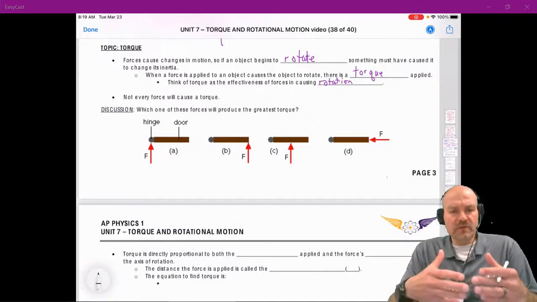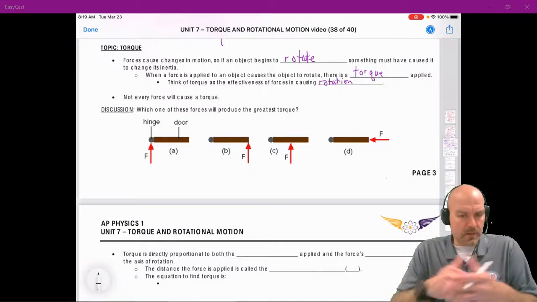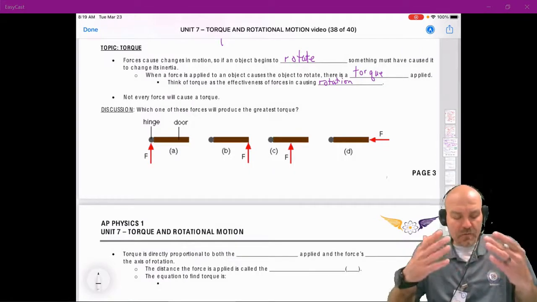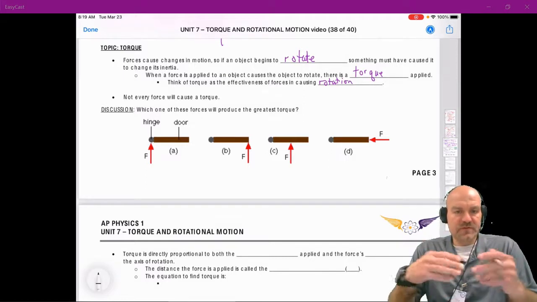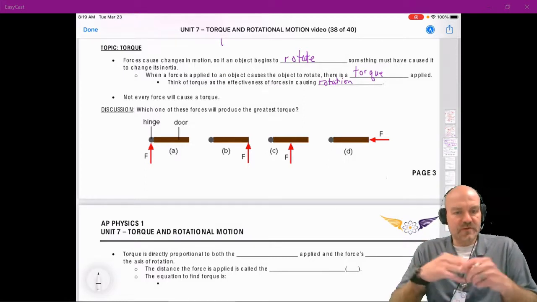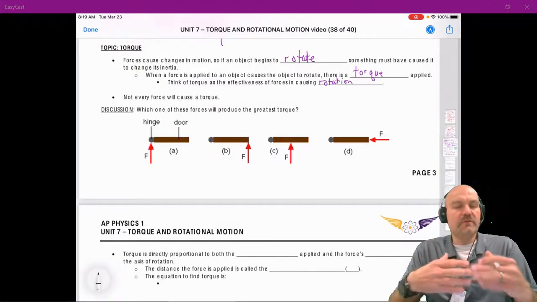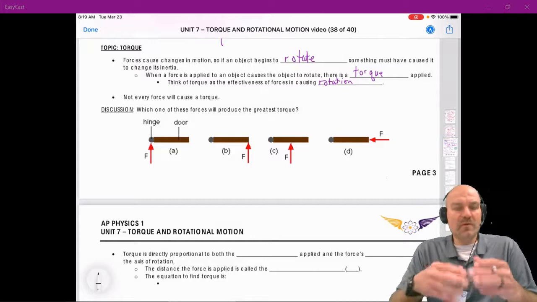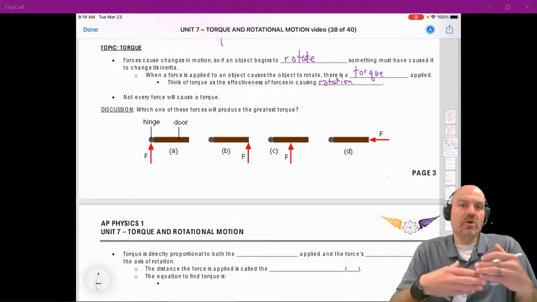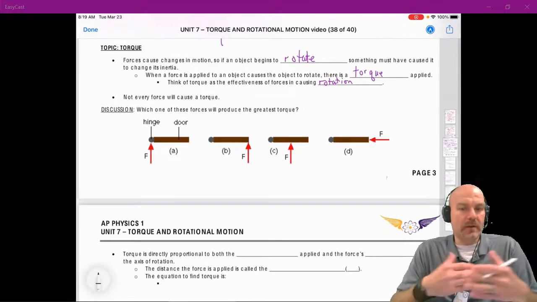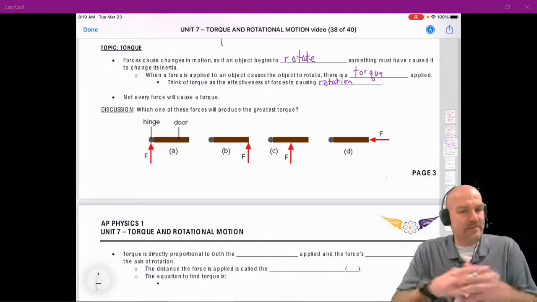Torque is really focused around when you open a door. Think about this. If you look at these four situations, which one of these will produce the greatest torque? Think about your personal life, if you've done this before, where was the easiest way to cause that door to open? And we're talking about easiest.